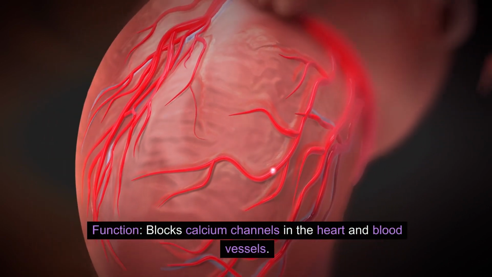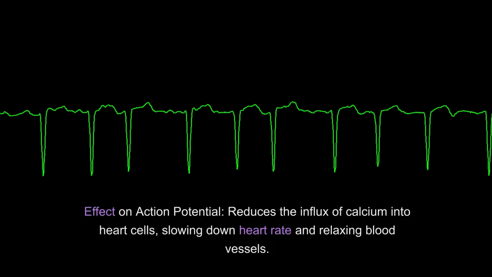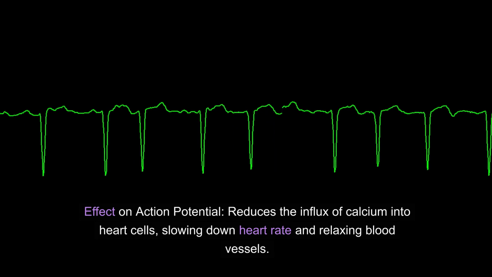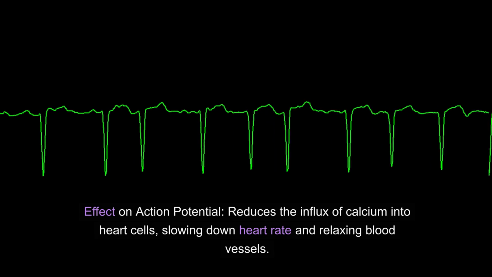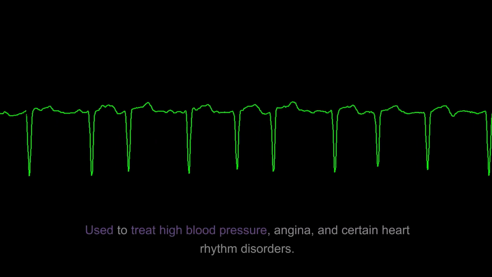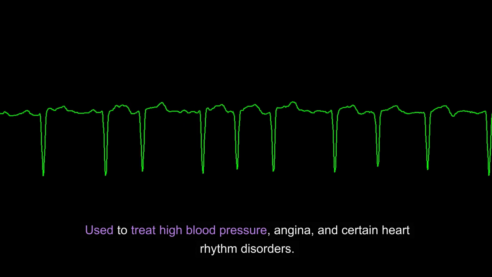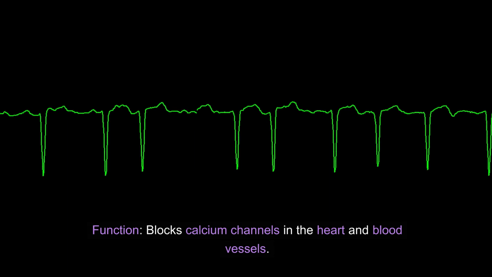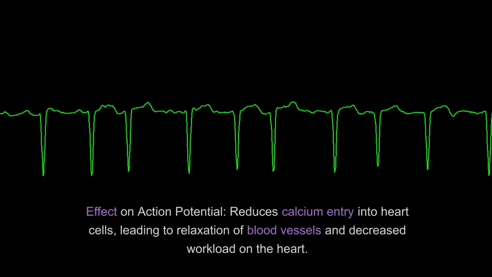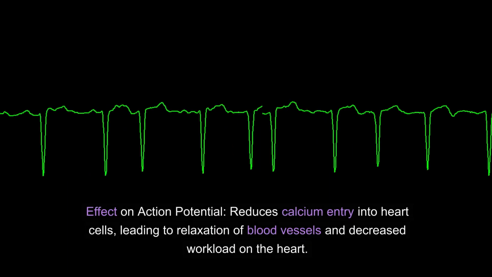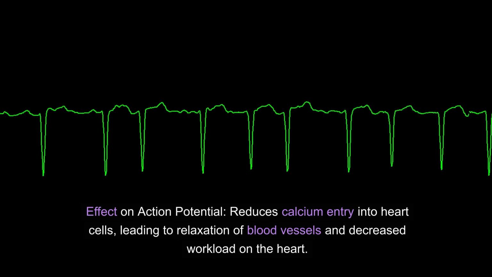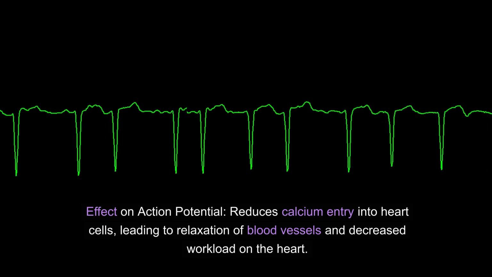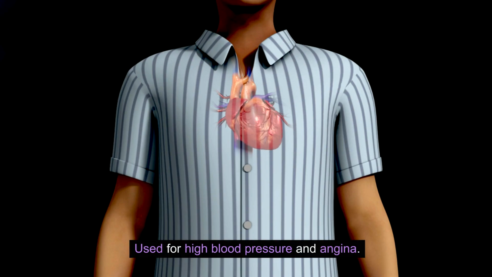blocks calcium channels in the heart and blood vessels. Effect on action potential, reduces the influx of calcium into heart cells, slowing down heart rate and relaxing blood vessels. Used to treat high blood pressure, angina, and certain heart rhythm disorders. Nifedipine, function, blocks calcium channels in the heart and blood vessels. Effect on action potential, reduces calcium entry into heart cells, leading to relaxation of blood vessels and decreased workload on the heart. Used for high blood pressure and angina.